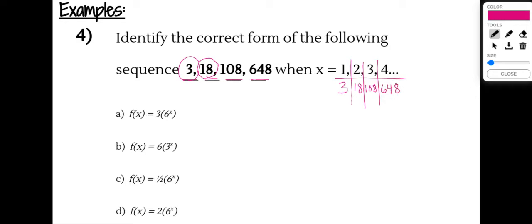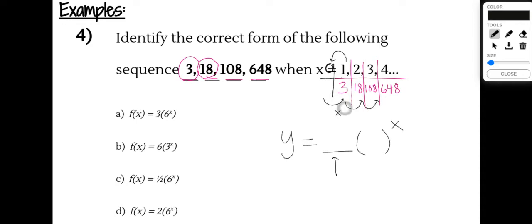Okay, so I'm getting ready to write my function rule. I know that it's going to be geometric. A times b to the x. Okay, so I need my y-intercept. And it is when x equals 0. So I have to go backward to write my function rule. I have to go back to when x equals 0. What is y? So let's figure out the pattern here. What are we multiplying by?